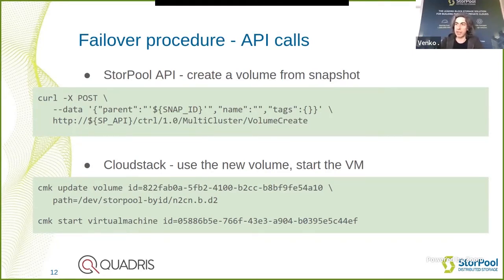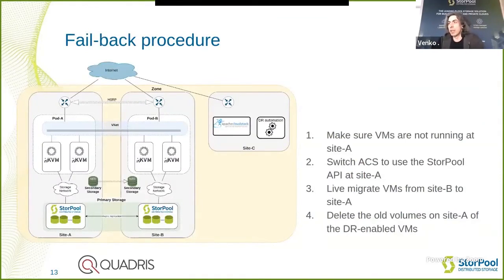So from the CloudStack perspective, this DR functionality is completely transparent. Everything is done through external logic. There is no modification in CloudStack required to do this. So the failback procedure is even simpler.